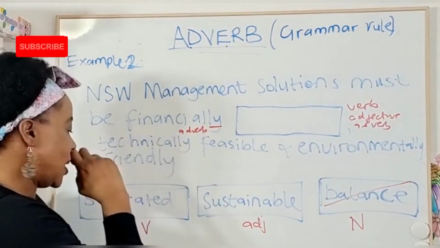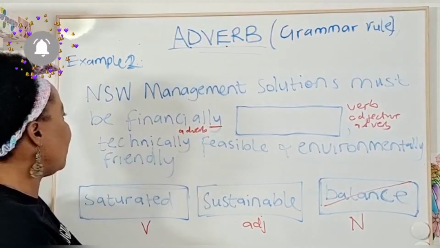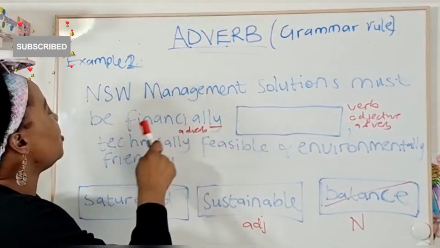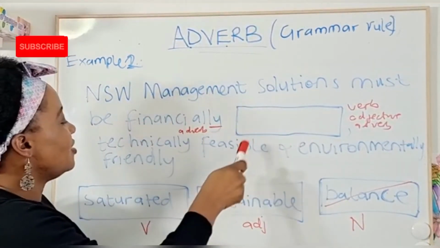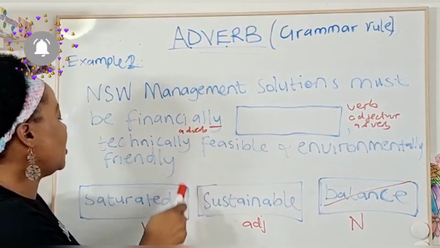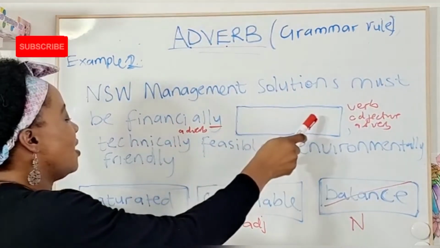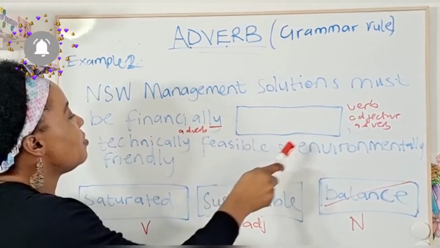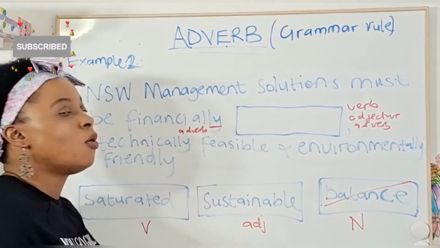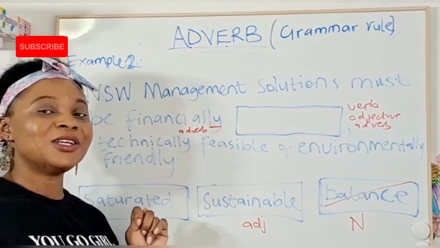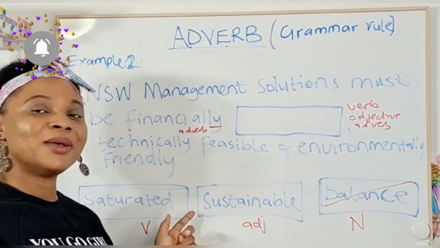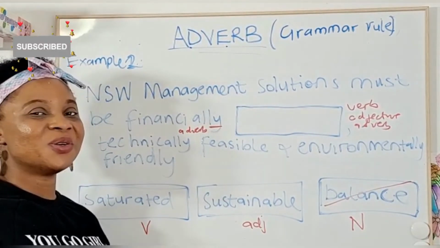Now looking at this word here, which one will best fit in the blank? NSW management solutions must be financially saturated, technically feasible and environmentally friendly. And we'll have here, NSW management solutions must be financially sustainable, technically feasible and environmentally friendly. Which one do you reckon will be the answer? Can you just leave the answer in the comment section before you go on with this video?